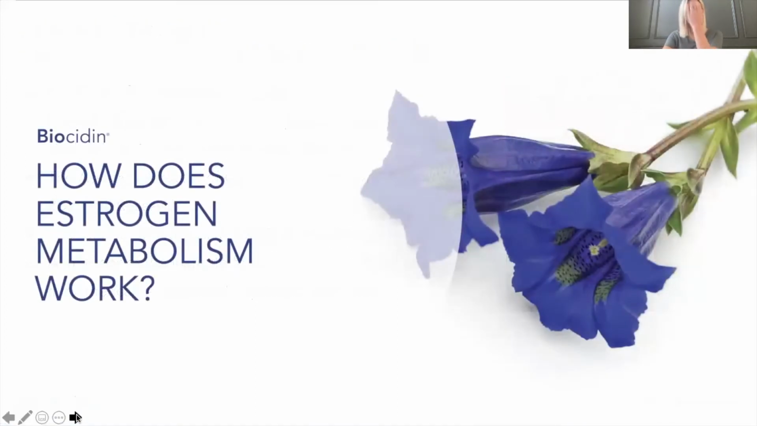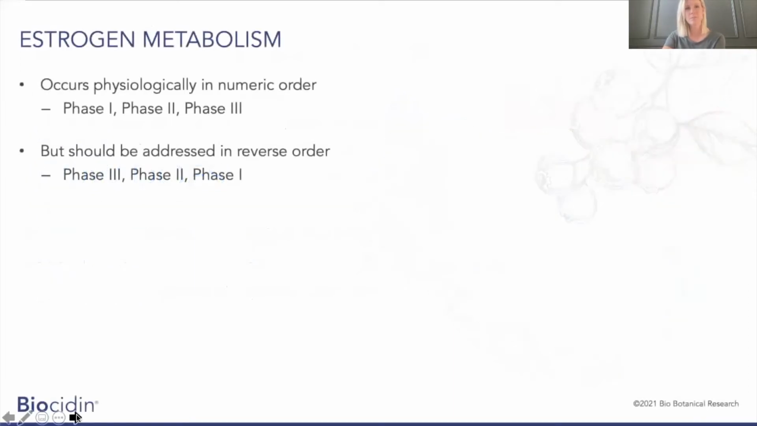So we'll go back to the basics here. How does estrogen metabolism work? Estrogen metabolism occurs physiologically in numeric order: phase 1, then phase 2, then phase 3. But clinically, we should really address it in reverse: phase 3, phase 2, phase 1.